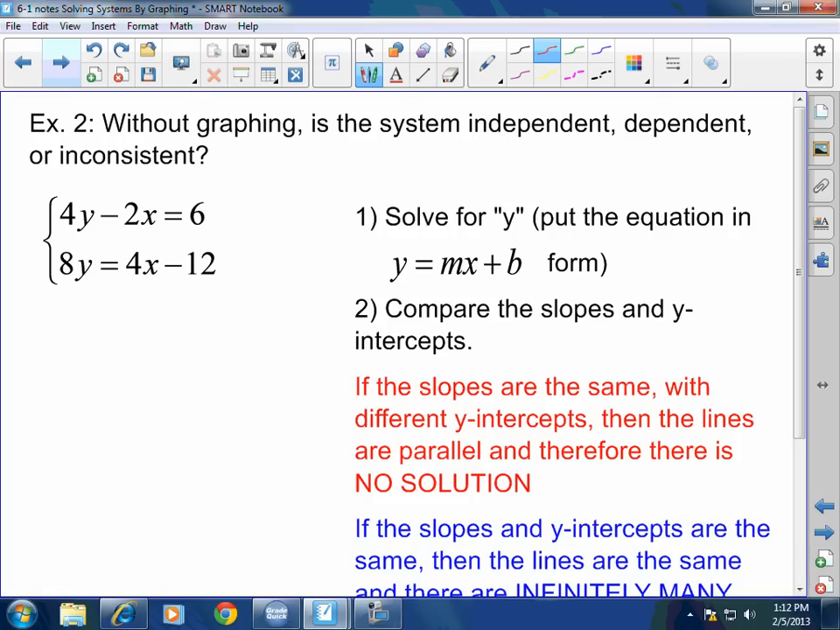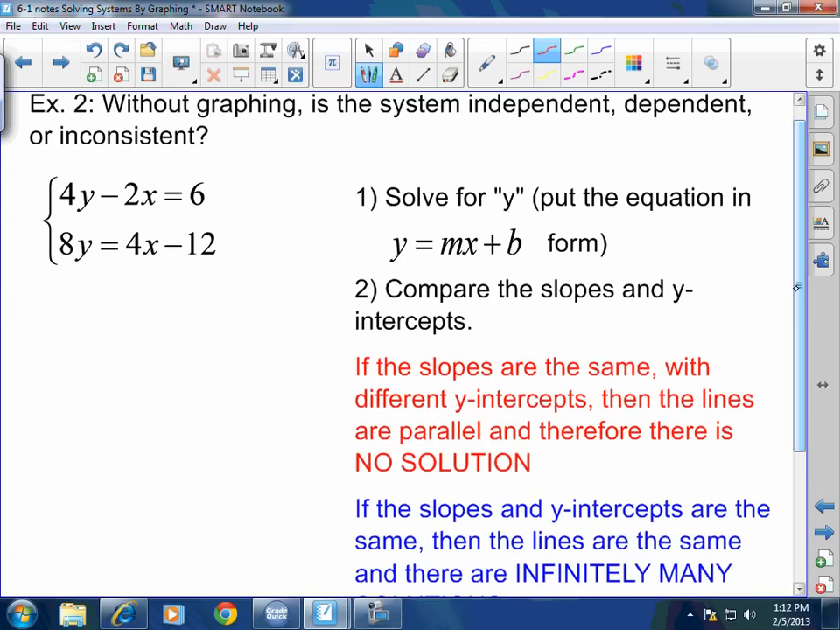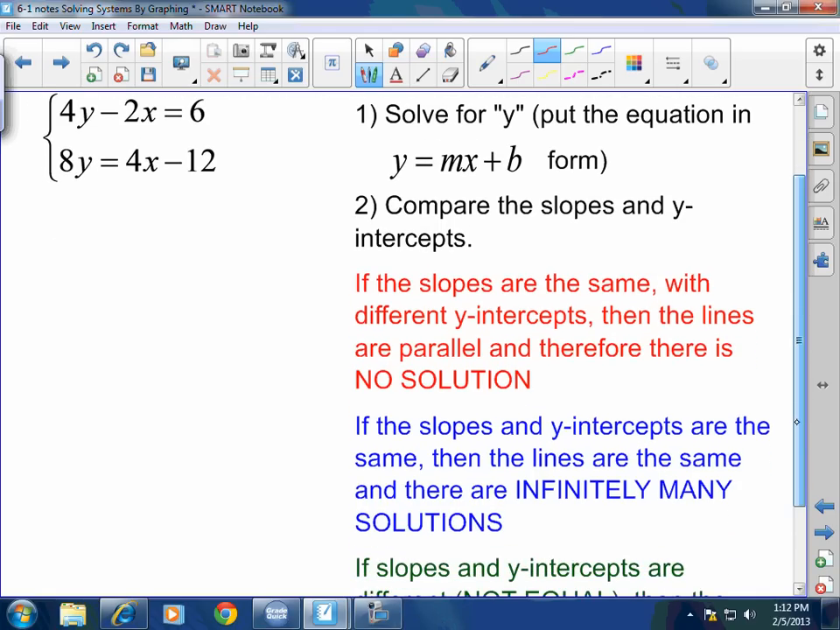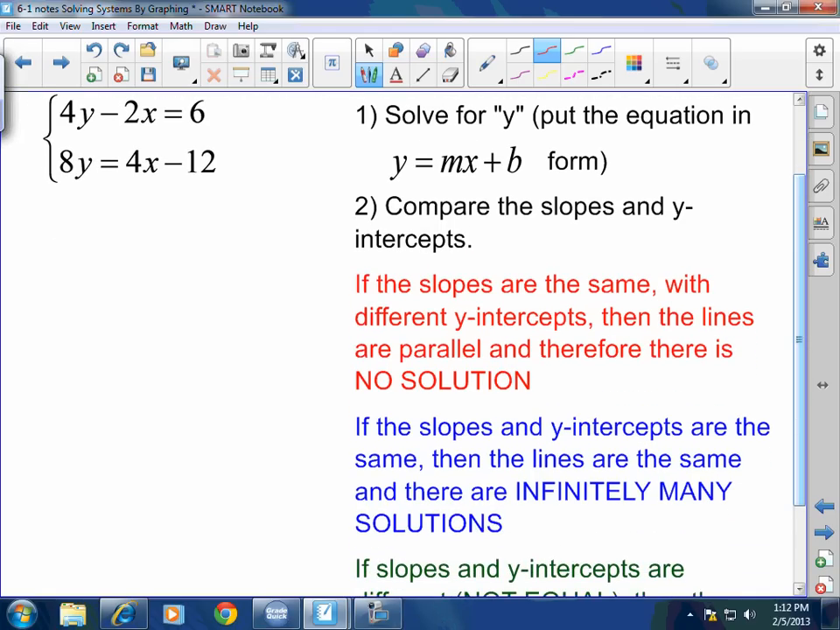Here are your steps. Number 1, solve for y. Put the equation in y equals mx plus b form. 2, compare the slopes and the y-intercepts. If the slopes are the same with different y-intercepts, then the lines are parallel and therefore there's no solution, and that would be an inconsistent system. If the slopes and the y-intercepts are the same, then the lines are the same line, and there are infinitely many solutions, so that means they are dependent, consistent.